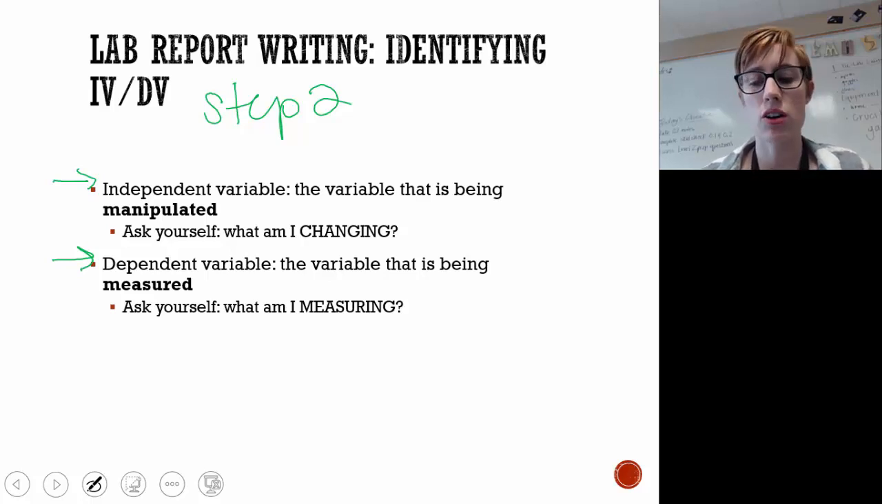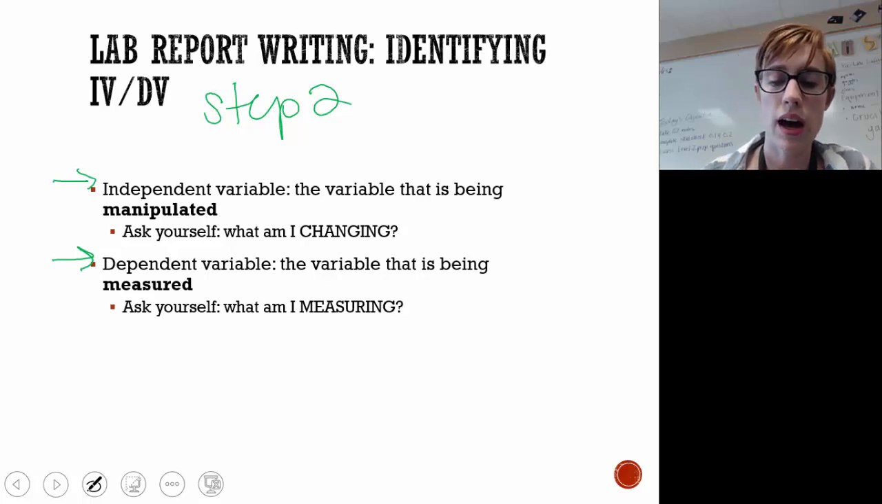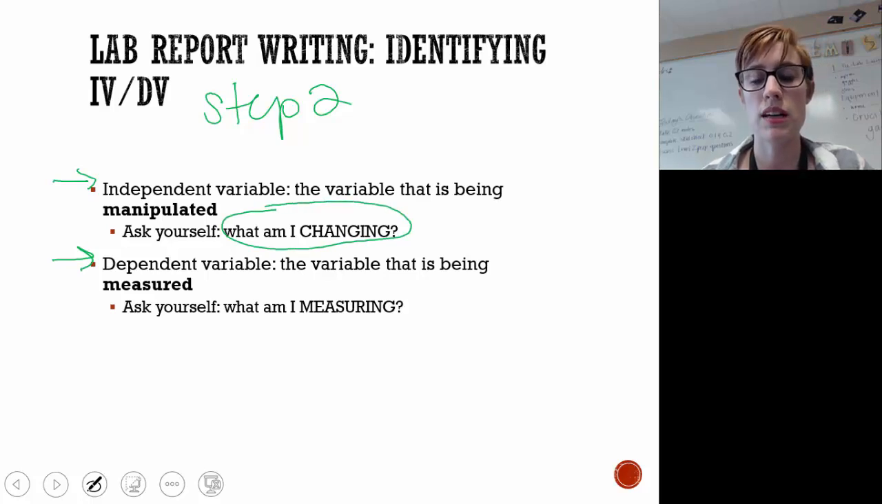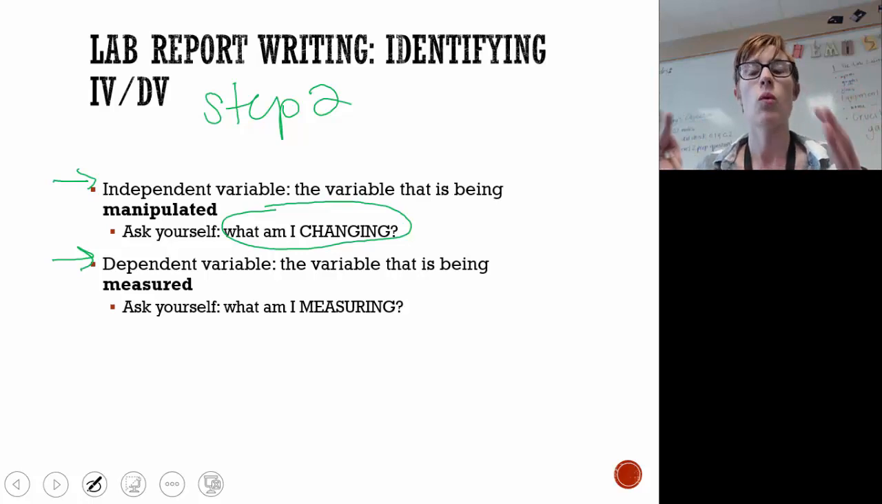An independent variable is the thing that is being manipulated. The way I can identify what my independent variable is in my experiment is if I ask myself, what is changing in the experiment? Okay, what am I actually changing? What am I doing? Let's say I was testing how tomato plants respond to different colors of light. Okay, so I have multiple tomato plants and they're all the same type of tomato plant.